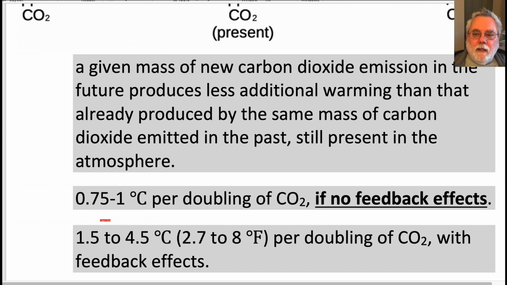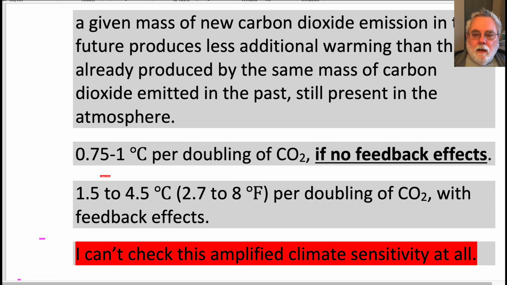Some denialists claim that climate sensitivity should be 1 degree Celsius or less because the negative feedback from clouds should outweigh the positive feedback from water vapor. Mainstream climate scientists say that clouds produce negative feedback, but positive feedback from non-cloud water vapor outweighs the negative feedback of clouds. We laymen cannot resolve this. I can't check this amplified climate sensitivity at all.